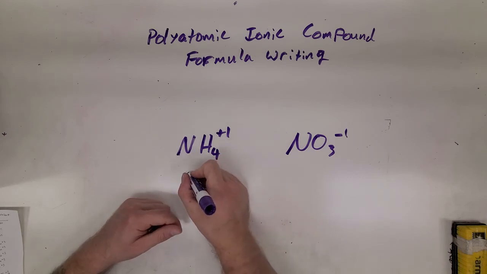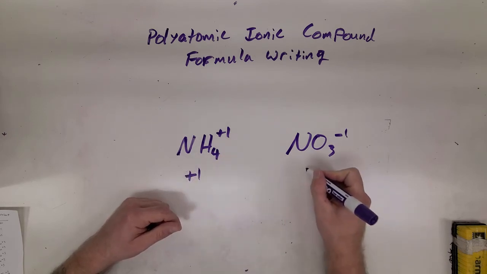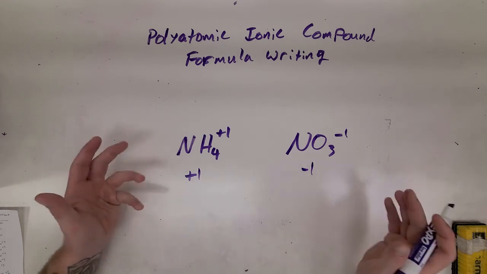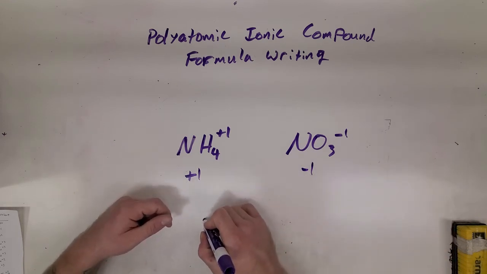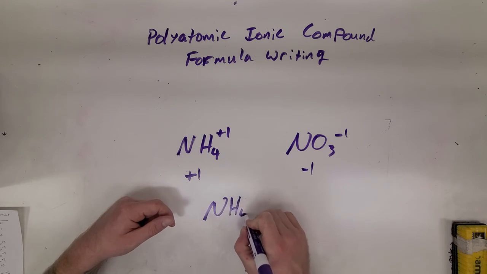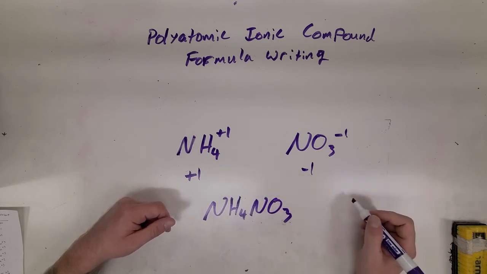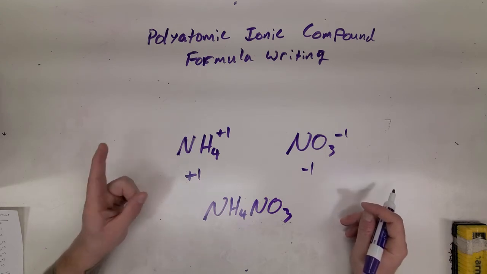So we do the same thing as we normally would. We put the charges down below, see how it works out. We got +1, -1, we're all good. So you would just write exactly how that is. We're going to take a look at just one more example.